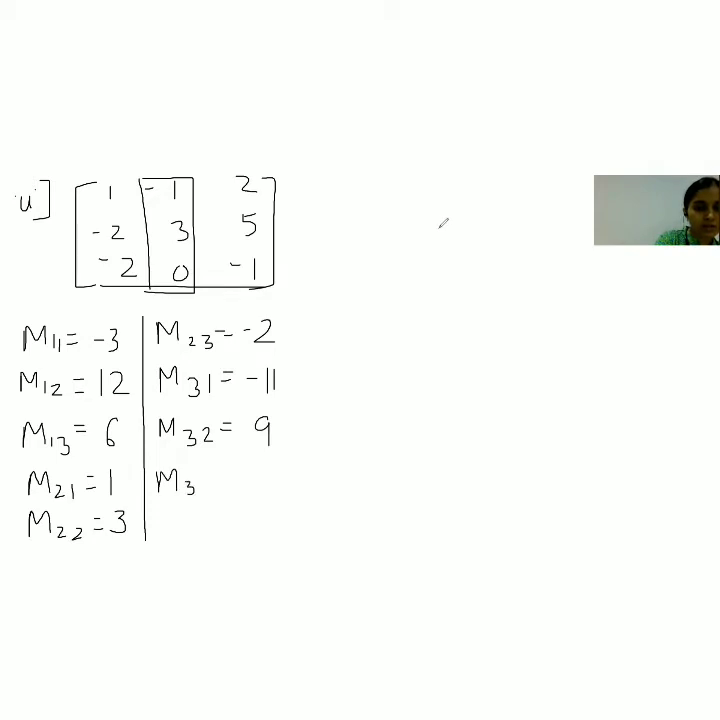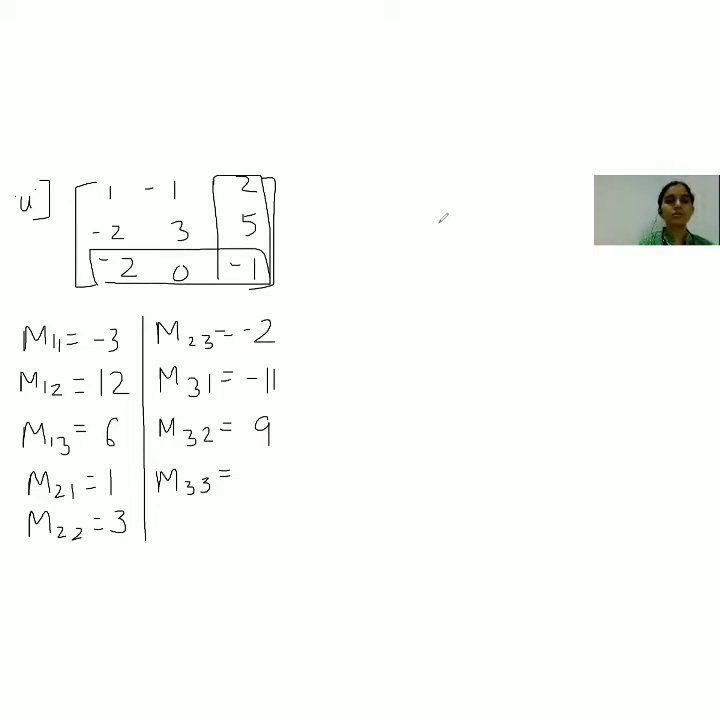And the last one, M33. So third row and third column. So this is your third row and your third column, they have to be hidden. So we are left with 1, minus 1, minus 2 and 3 as a determinant. 3 minus 2 into 1 is 1, 2. So 3 minus 2, 1. So M33 is 1. Okay.